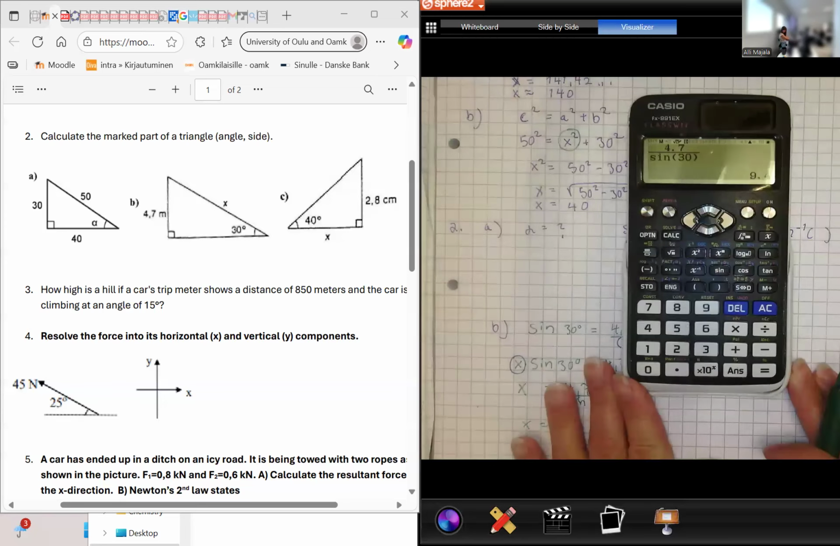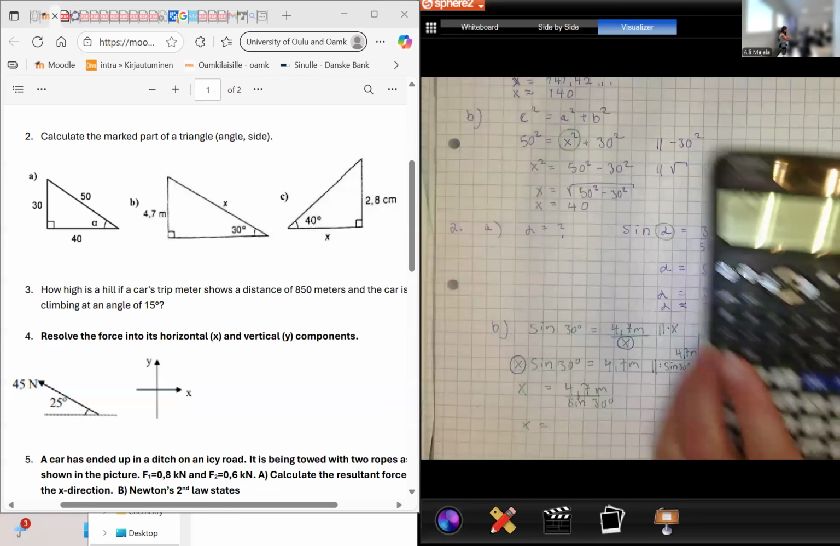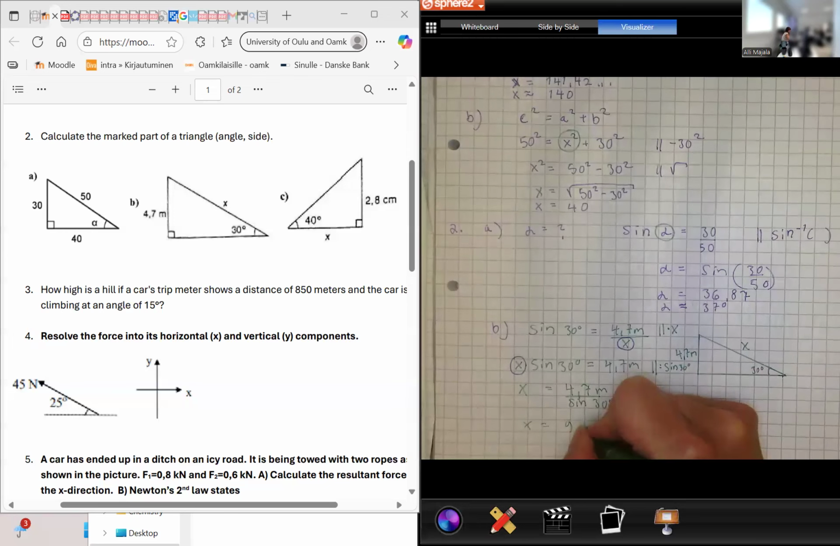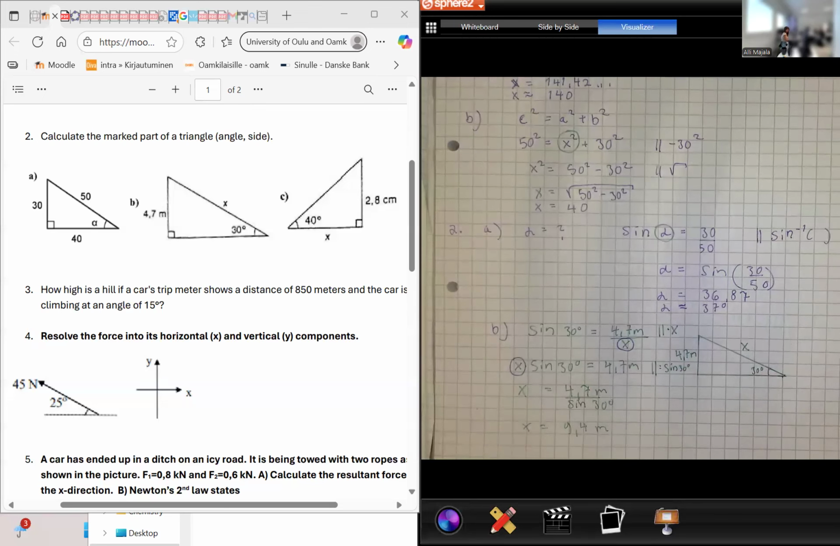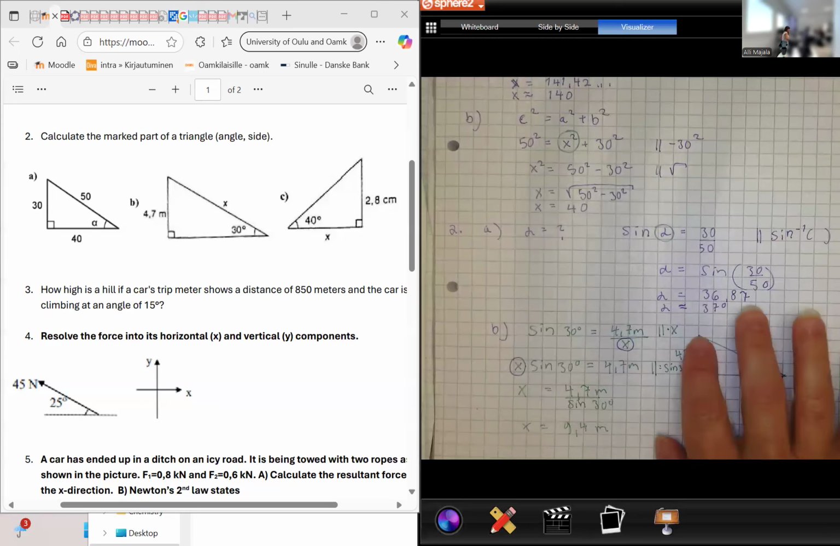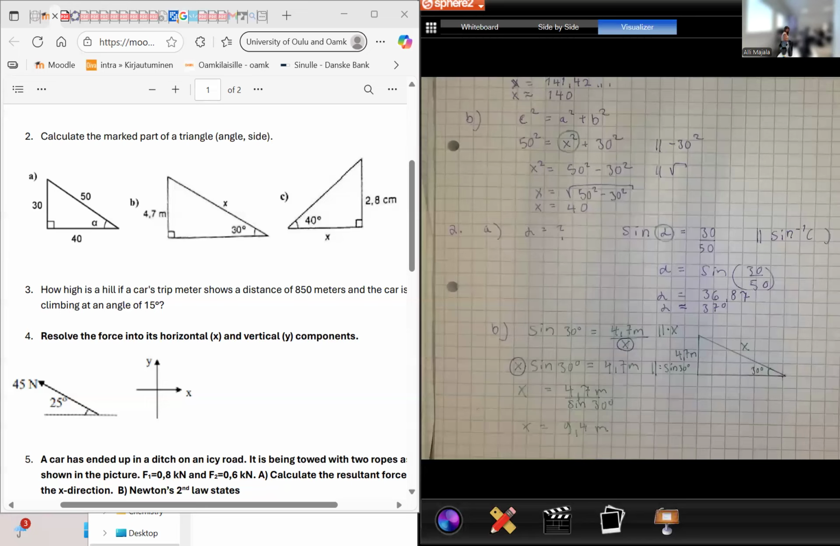And then, of course, this also makes sense. You always consider, maybe with Jaakko and the physics, whether a result you get actually makes any sense. So here, if this is 4.7 meters, that should be 9.4 meters, the length of this hypotenuse.